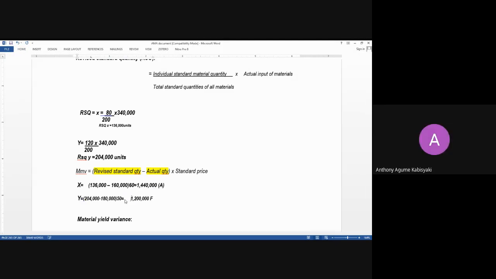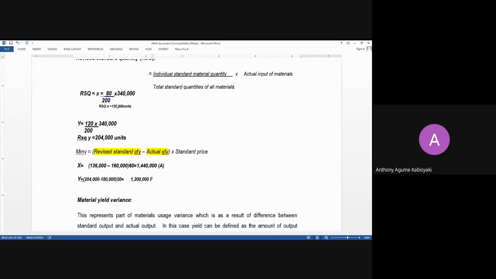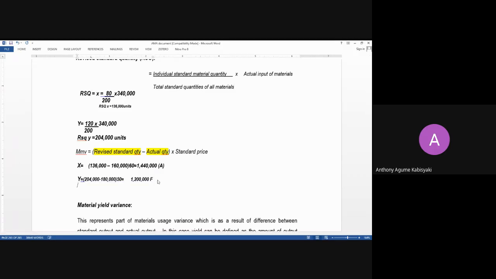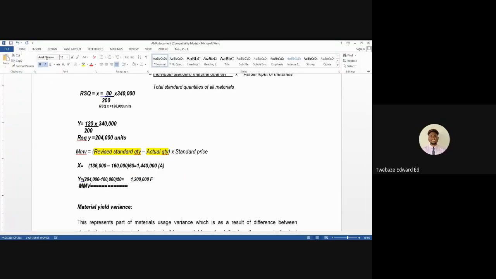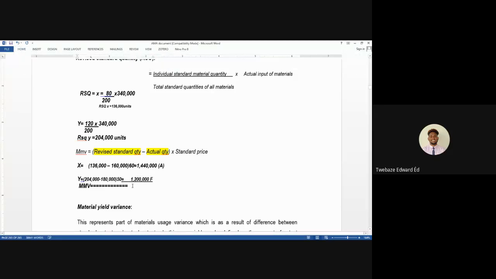So when you add the two, what is your material cost variance? Other material mix, MMA. 240,000. Adverse. Okay, so that is mix.